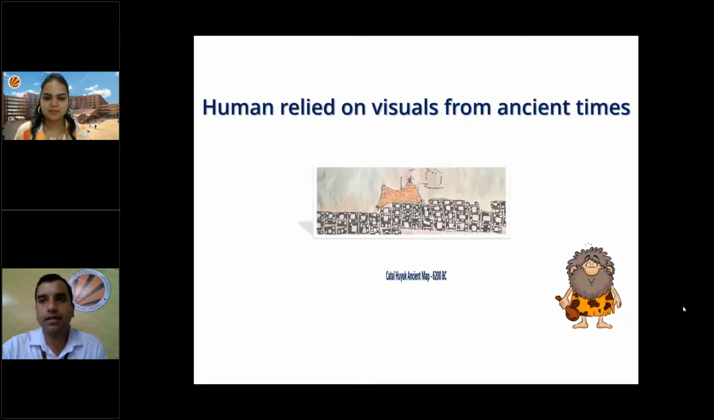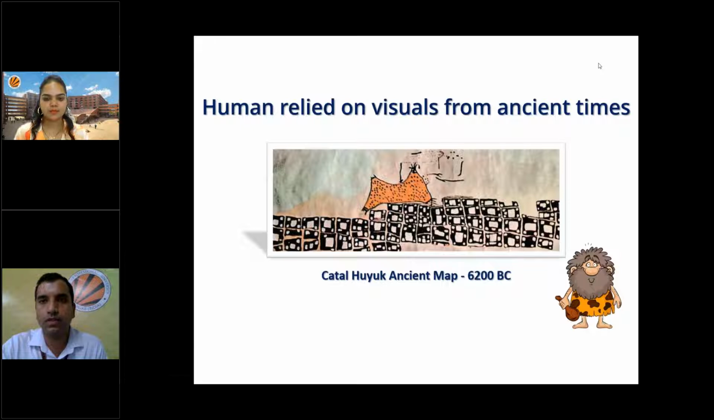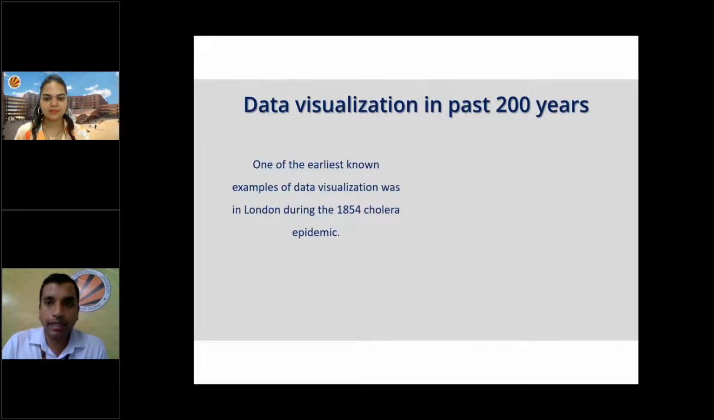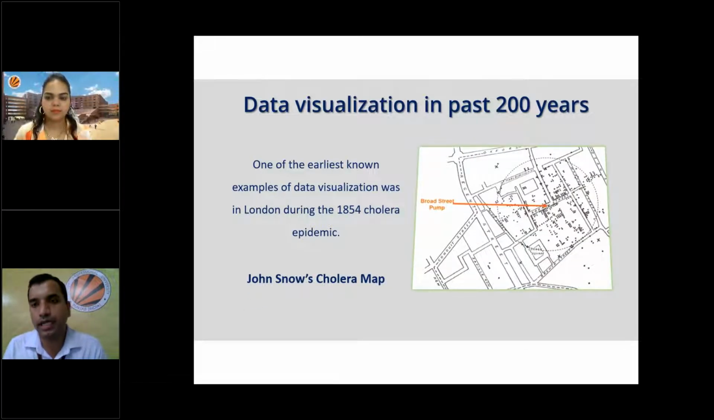If I start my discussion here, once we look at humans from ancient times, one of the initial visualizations that we see is from 6200 BC, 6200 before Christ. This was the Catalhoyuk ancient map that archaeological departments found in the civilizations they searched. This is one of the primitive images that we find on this planet, showing that people were using visualizations in those times. Then if you come a little nearer to the current scenario, in the past 200 years, one of the most famous data visualization problems was solved by John Snow.